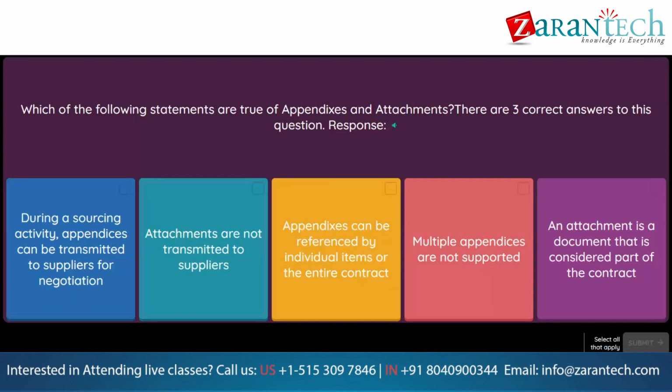Option 2, attachments are not transmitted to suppliers. Option 3, appendixes can be referenced by individual items or the entire contract. Option 4, multiple appendices are not supported. Option 5, an attachment is a document that is considered part of the contract.